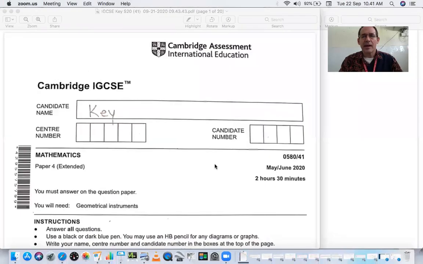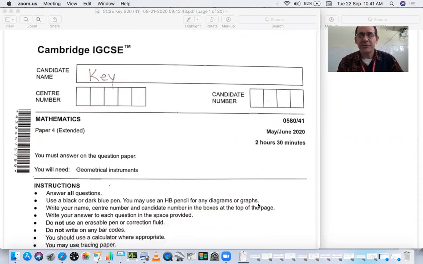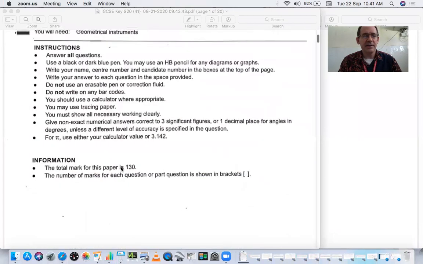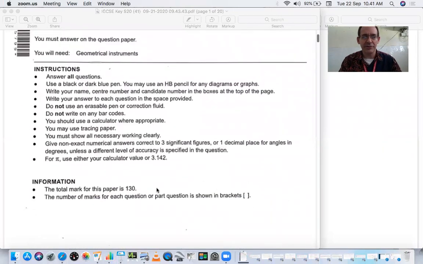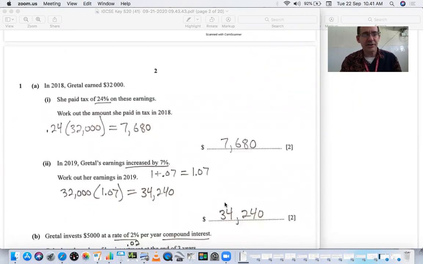Let's look at our IGCSE, Cambridge IGCSE 2020 May-June series, paper 41. This is the 2.5-hour long test. Again, this is 2020, the new syllabus, and the May-June is the first series for that. We see the time is still the same and the total number of points, 130 points, is still the same as the old syllabus. So let's get started and work our way through this.